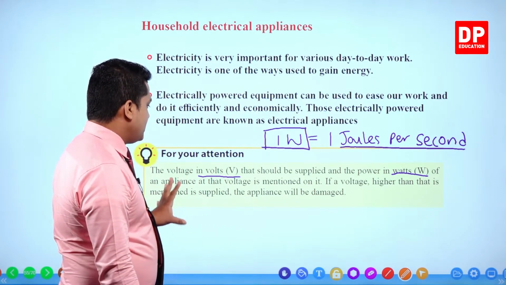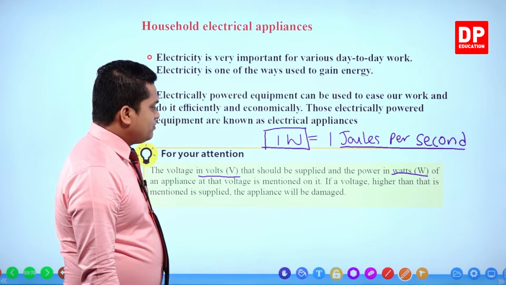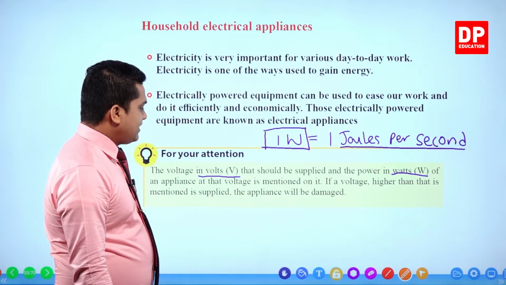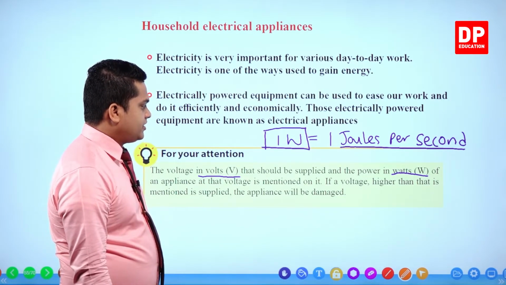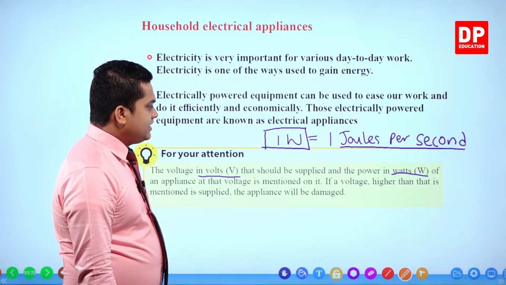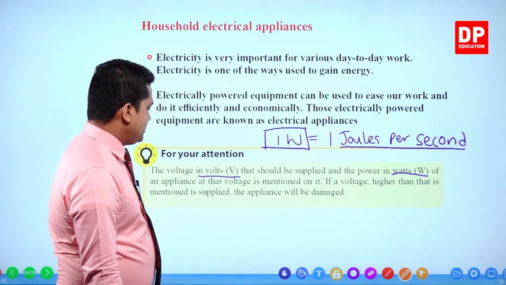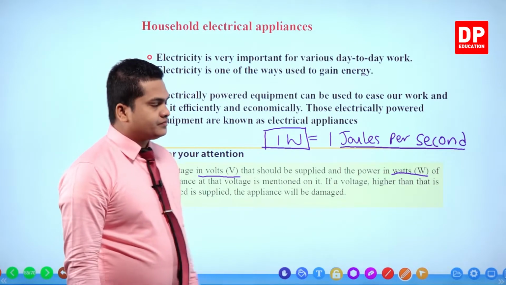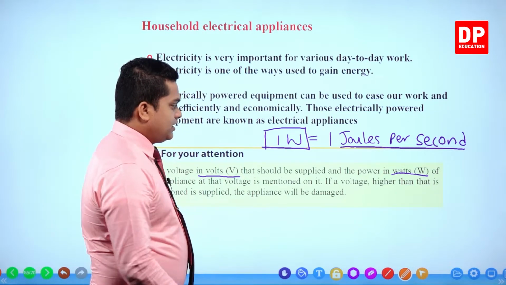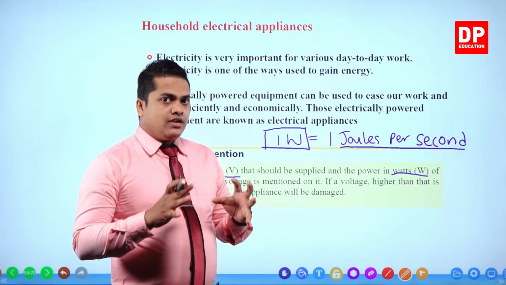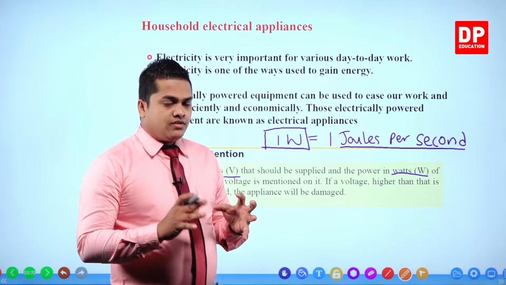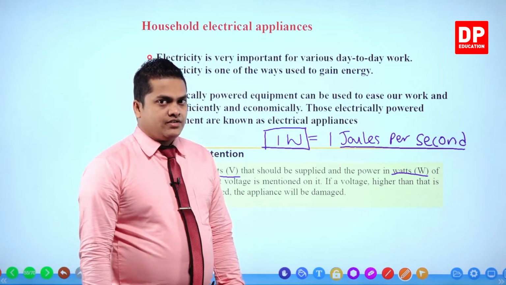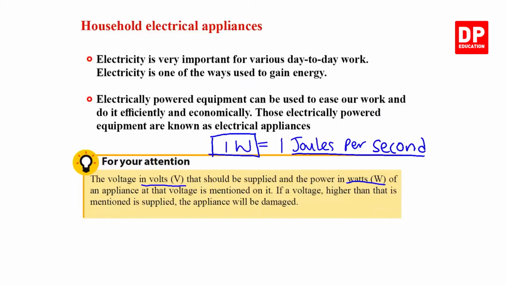So you are given the voltage in volts that should be supplied, and the power in watts of an appliance at that voltage is mentioned on it. If a voltage higher than that is supplied, the appliance will be damaged. Most of the time, the voltage is printed on an electrical appliance with the watt value, or the power, like this.